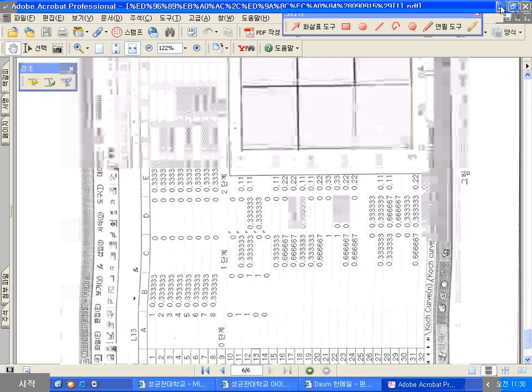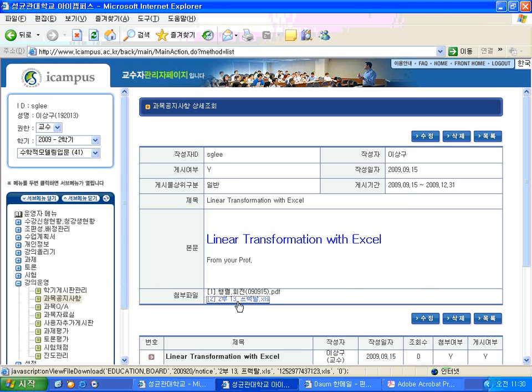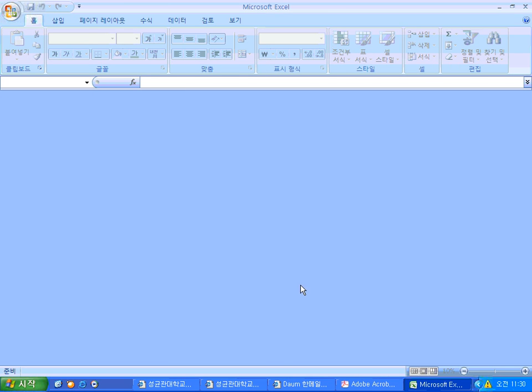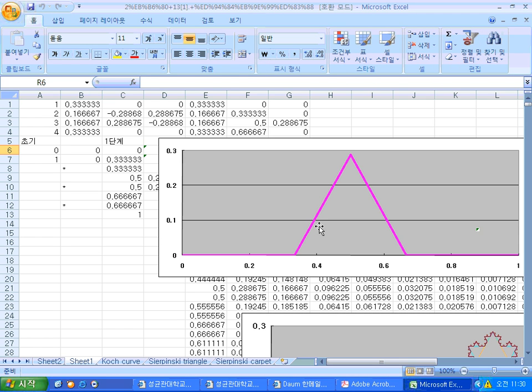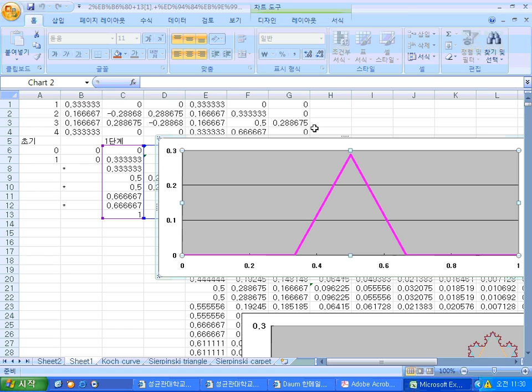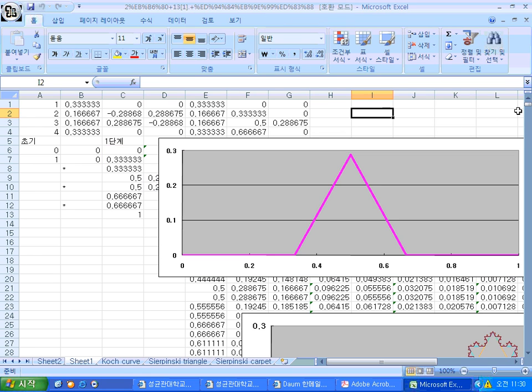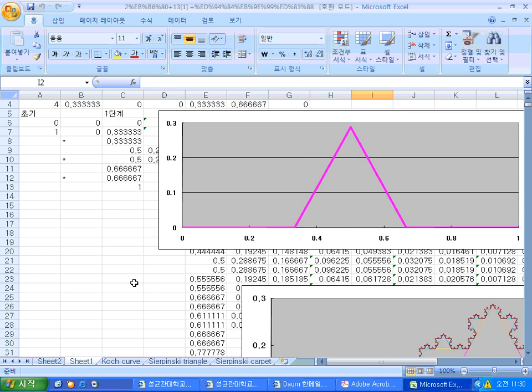Let me show an example. Let's see. Since I have uploaded all these files in the notice board, you should be able to download it and practice what you like to do.